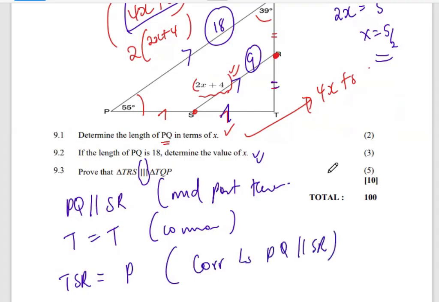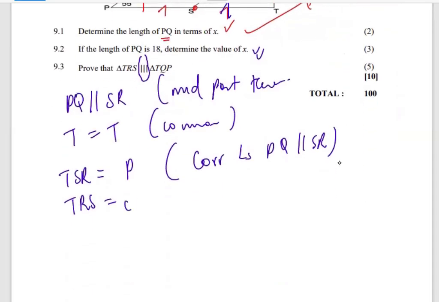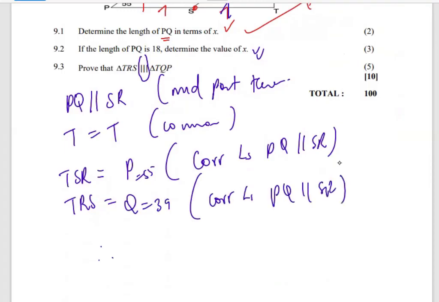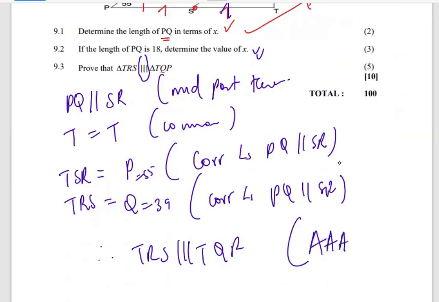And then do the same thing with TRS. Angle TRS is the same as angle Q, which is 39, which is 55. Same story, corresponding angles, PQ is parallel to SR. So therefore, TRS is similar to TQP, reason, angle, angle, angle.